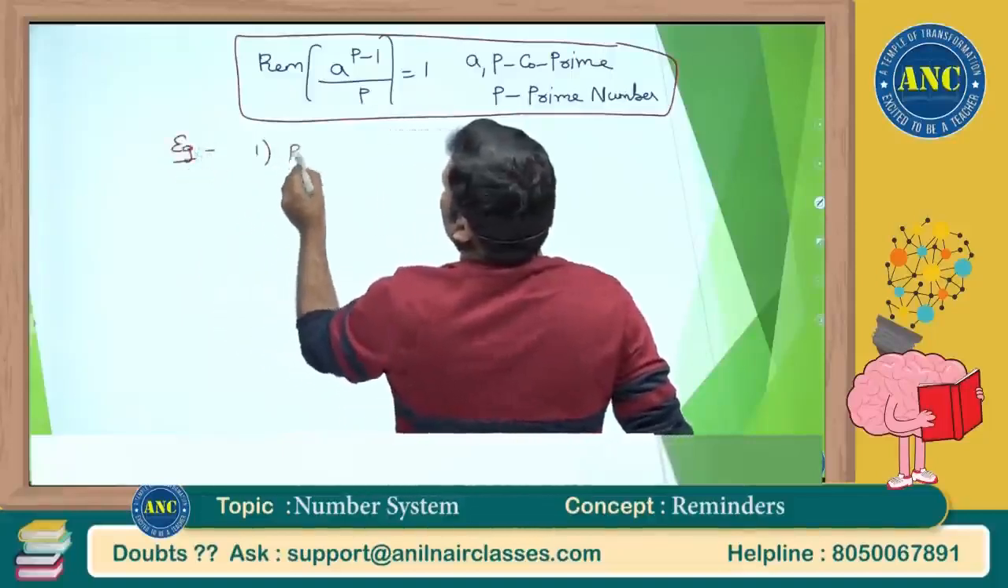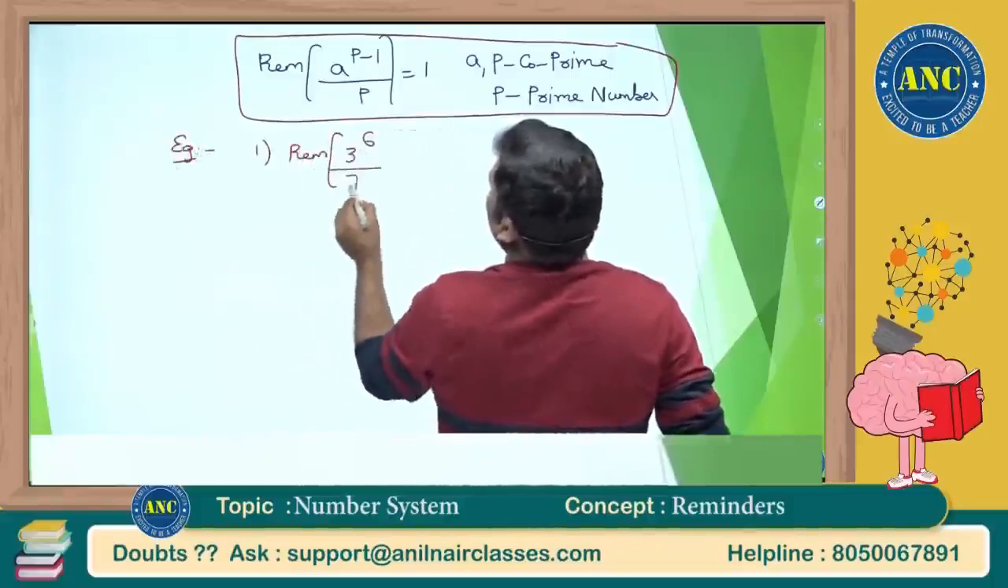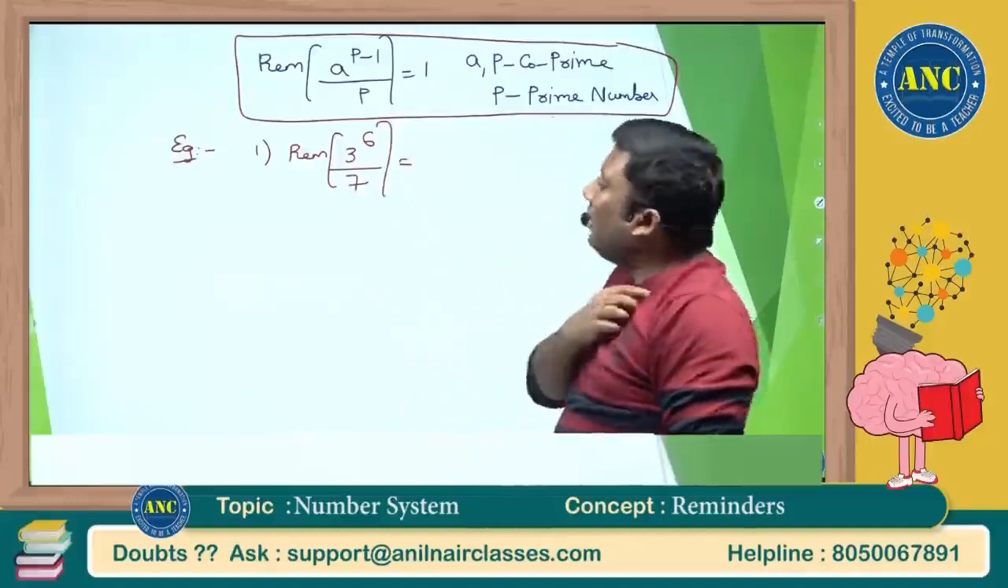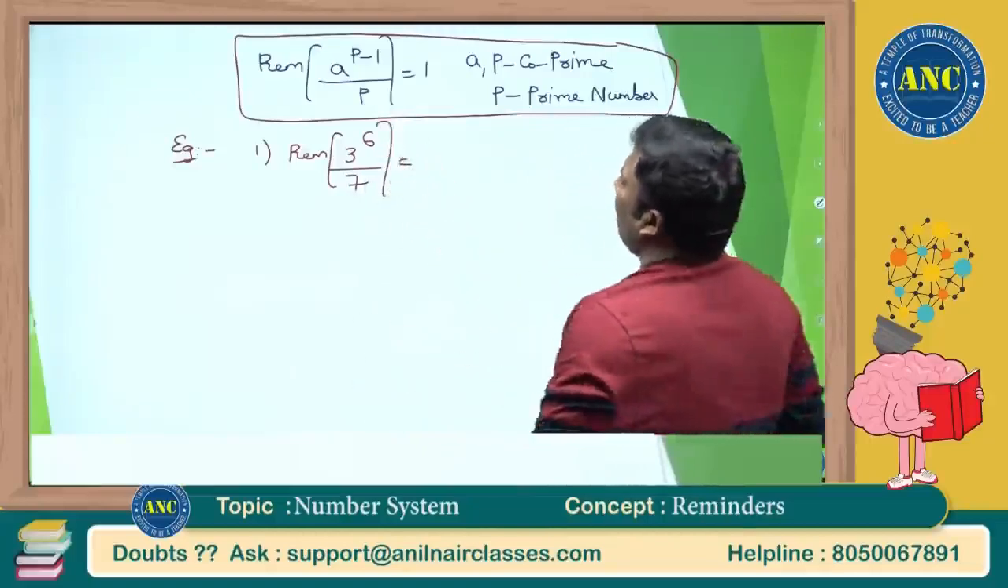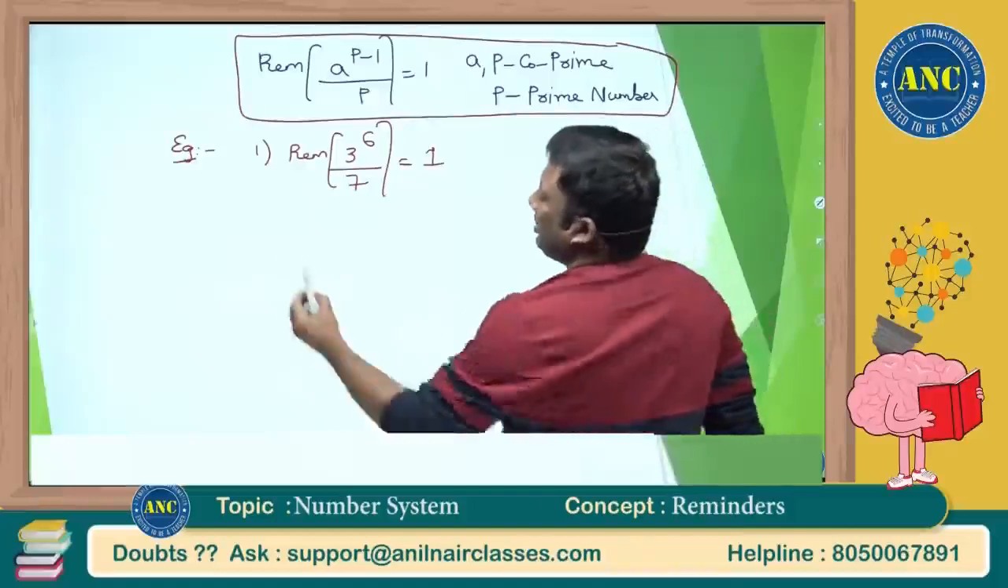First question. Remainder of 3 power 6 by 7. First check whether the denominator is a prime number. 7 is a prime number. 7 minus 1 is 6. So the answer for this question is nothing but 1.